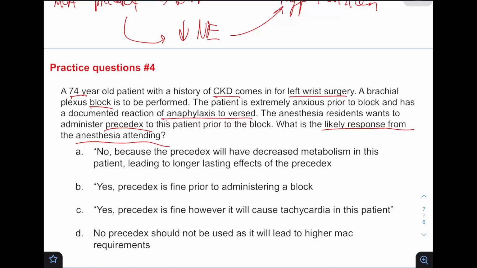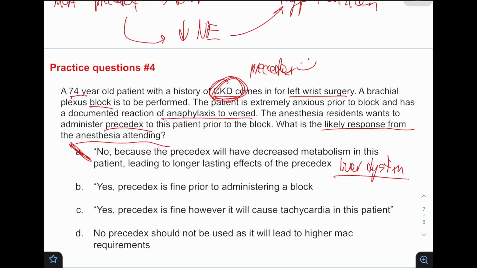So let's go through the incorrect answers. Option A is incorrect because it says that metabolism would be decreased in this patient. This is incorrect. Metabolism is decreased in patients with liver dysfunction. This patient, on the other hand, has chronic kidney disease. In chronic kidney disease, Precedex is perfectly fine to use. Liver dysfunction is where you want to be a little bit more careful.